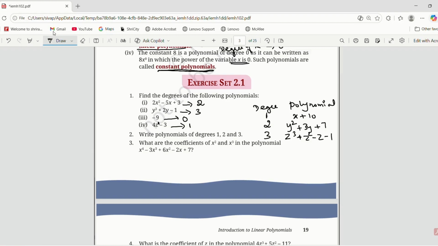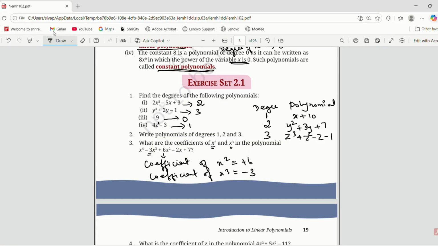And for the third problem, what are the coefficients of x square and x cube in the polynomial? So they are asking about the coefficient. Coefficients are nothing but the number which is there in front of the respective term, x square and x cube. So for x square we are having 6, so the coefficient of x square is 6 here. And the coefficient of x cube: in front of x cube we are having minus 3. So along with the sign you need to mention the coefficient. So minus 3 is the coefficient of x cube and plus 6 is the coefficient of x square here.